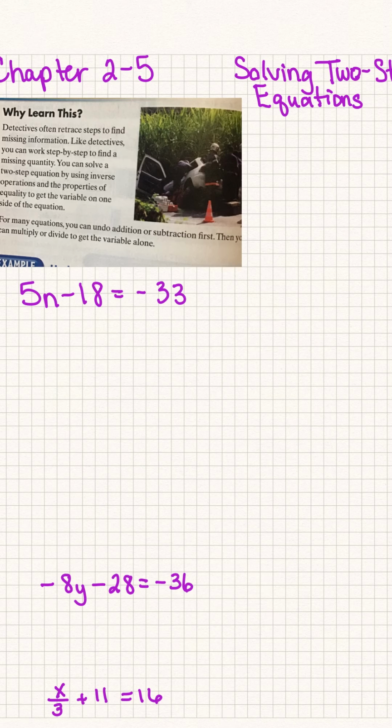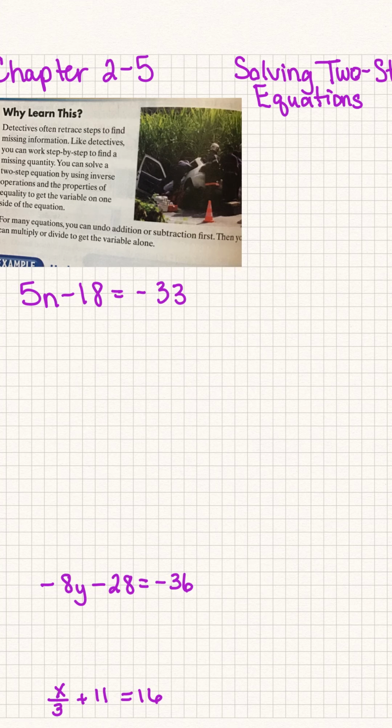Today, class, we're looking at Chapter 2-5, Solving Two-Step Equations. So why learn this? Detectives often retrace steps to find missing information. Like detectives, you can work step by step to find a missing quantity. You can solve a two-step equation by using inverse operations and the properties of equality to get the variable on one side of the equation.